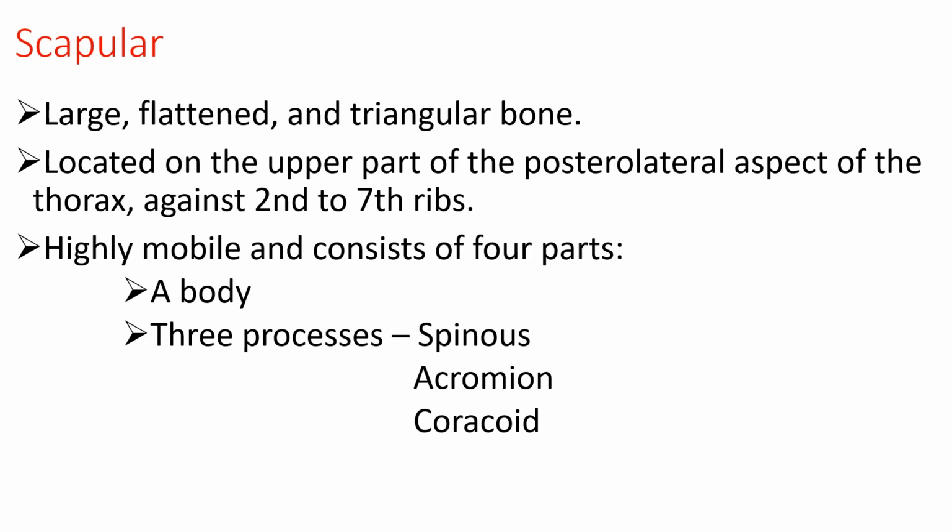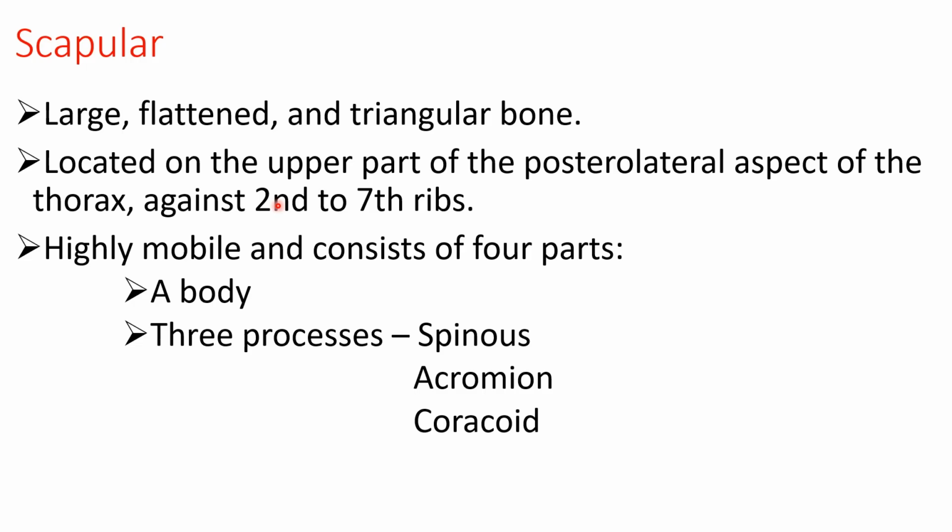In terms of location, it is located in the upper part of the posterolateral aspect of the thorax, against the 2nd to the 7th ribs. So it is located on the posterior aspect of the thorax, in the same line against the 2nd to the 7th ribs. Then it is highly mobile and consists of 4 parts.